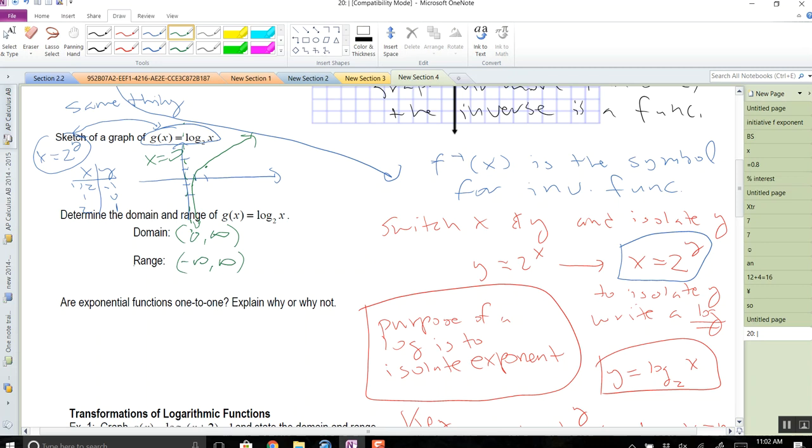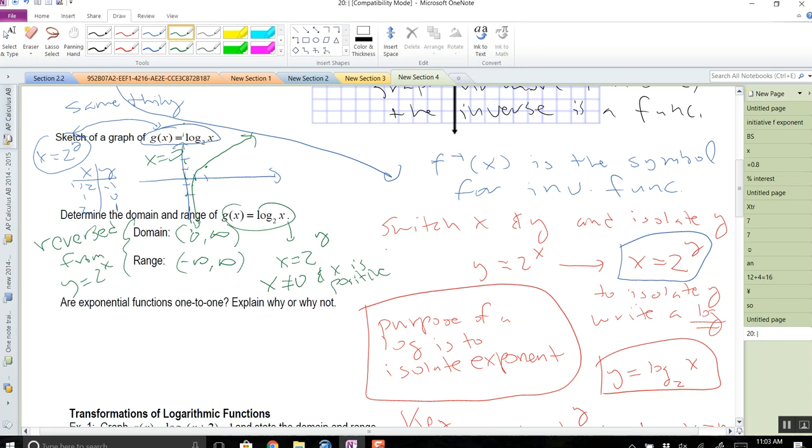The domain is restricted. So it's reversed from y equals 2 to the x. Think about it. This right here is x equals 2 to the y. X cannot equal 0 if x is positive. There's no way.